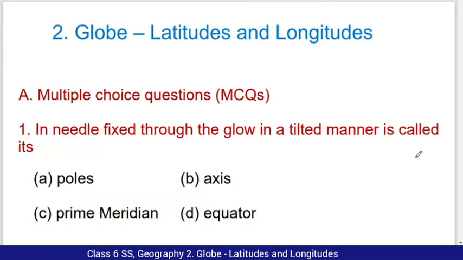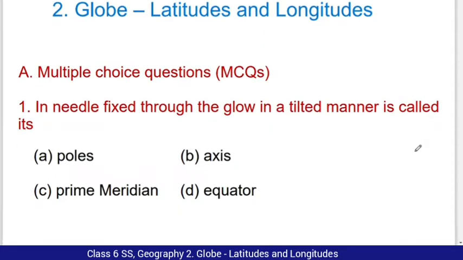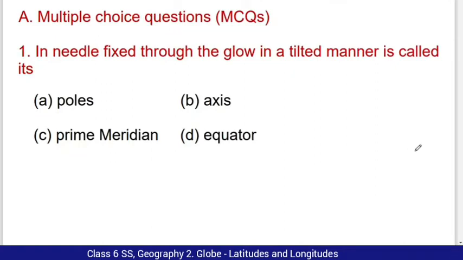In that first one, a needle fixed through the globe in a tilted manner is called its pole, axis, prime meridian, equator. A needle fixed through the globe in a tilted manner is called its axis. So the correct answer is option B, that is axis.